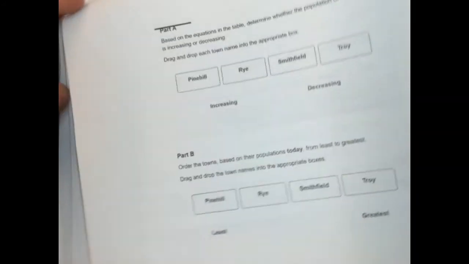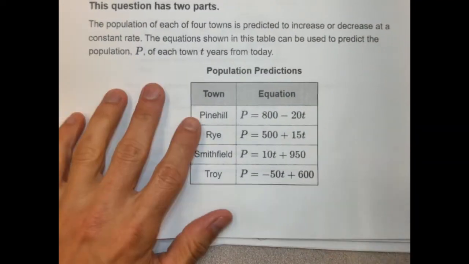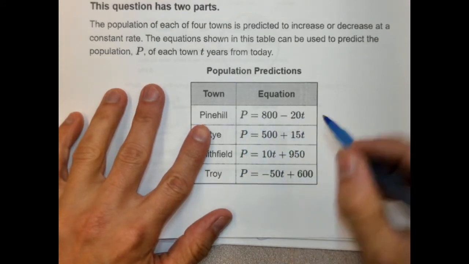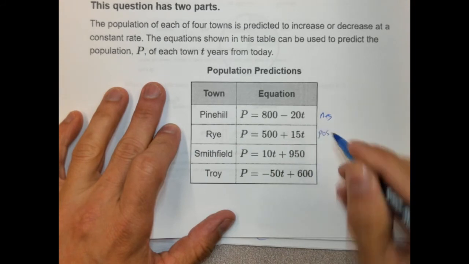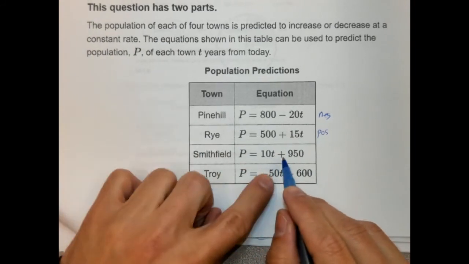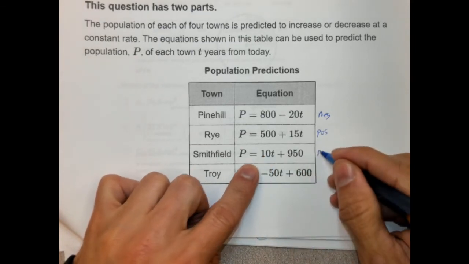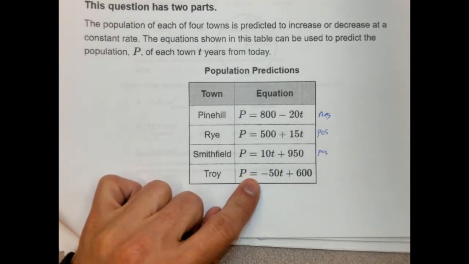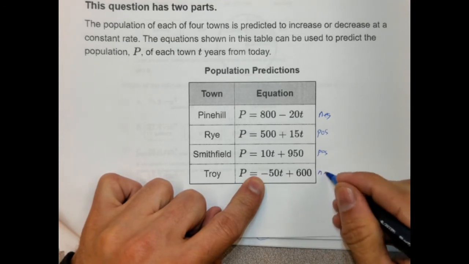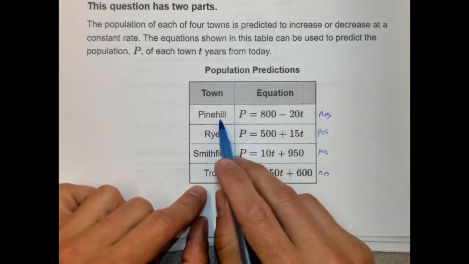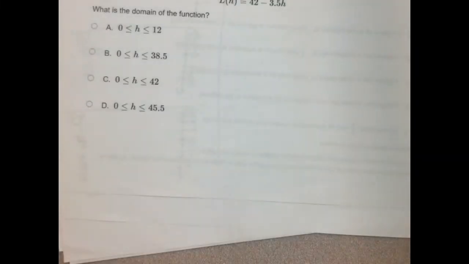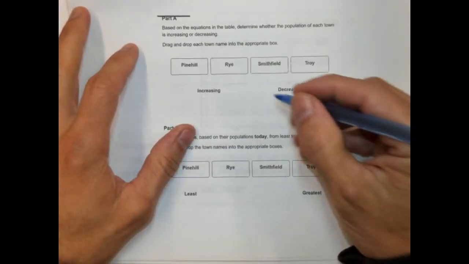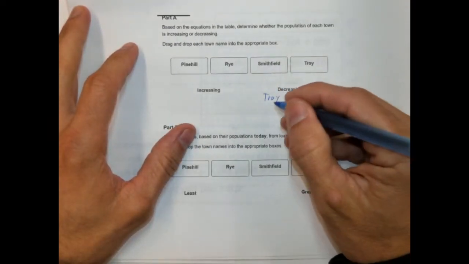So let's go back and look again. Okay. So we're looking for positive and negative rates of change. So this is a negative rate of change. Pine Hill's going down by 20, so negative. This is a positive rate of change. It's going up, so it's positive. And here you have to be careful. That's the rate of change right there. It's a positive rate of change. And this is a negative rate of change right here. Right? So Troy and Pine Hill have populations that are going down. Rye and Smithfield have populations that are going up. Okay. So Troy is going down, as is Pine Hill.